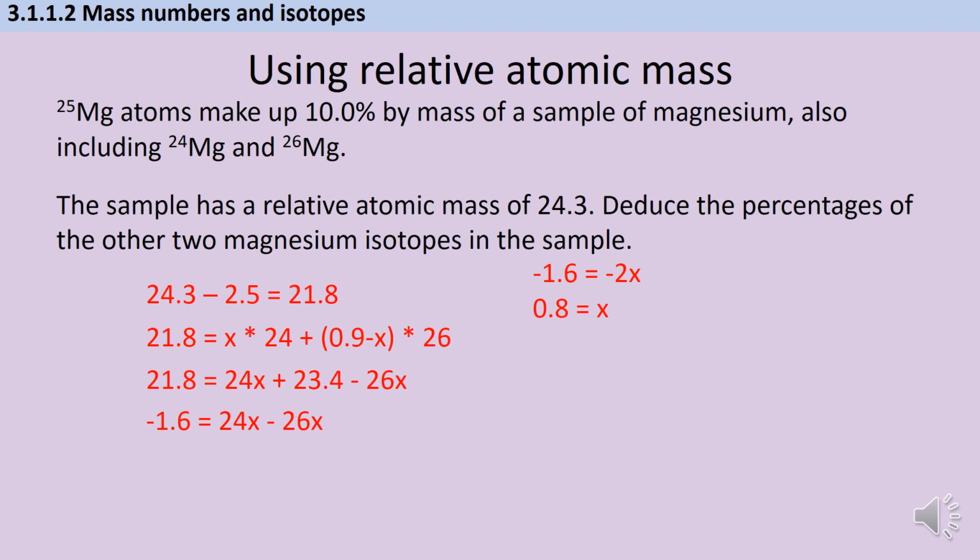And remember, at the beginning we said that x was going to be the abundance of my magnesium 24, and then 0.9 take away x would be my abundance of magnesium 26. So I now need to convert those decimals back into percentages, and I can say that magnesium 24 makes up 80% of that sample, and magnesium 26 makes up 10%.